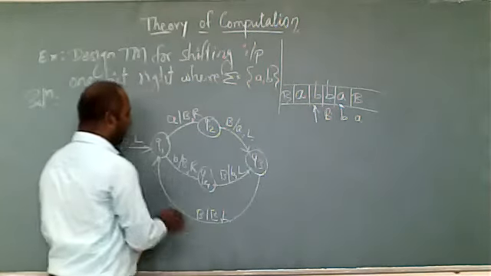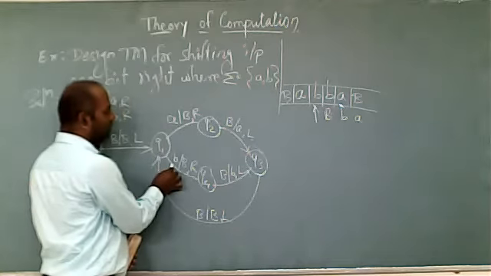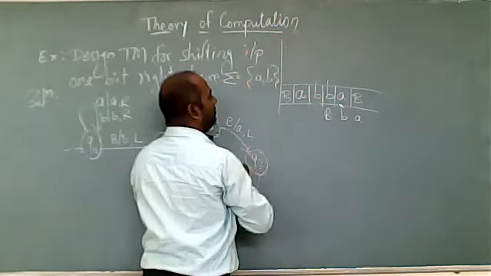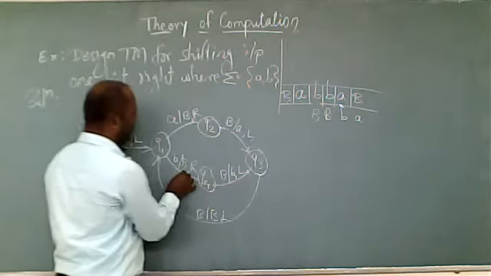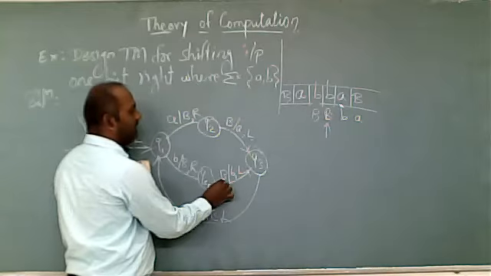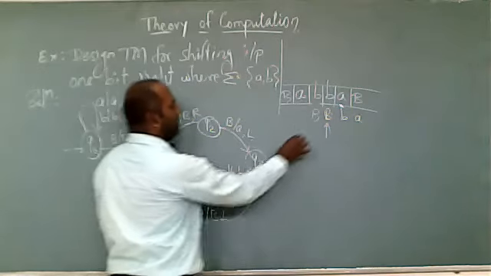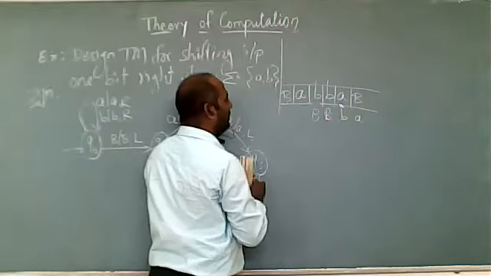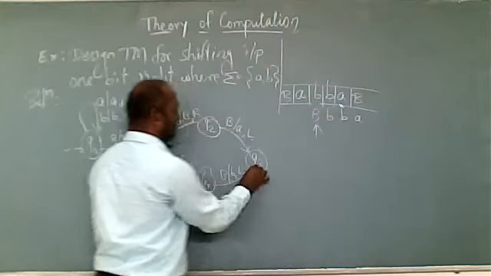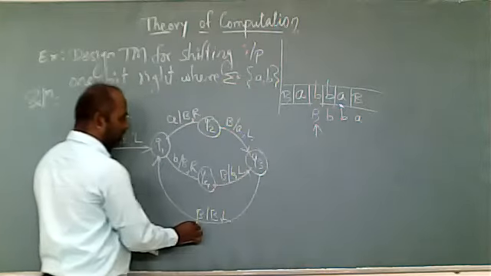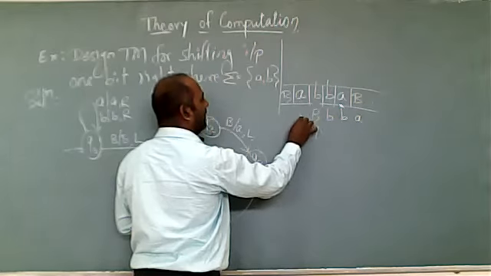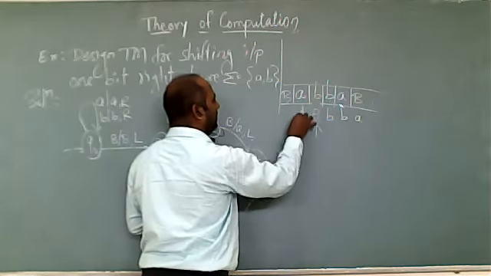Now we are getting B. What will it do? B replaced with blank and right. Blank replaced with B and left. At Q3, blank, keep as it is and left. So the head is now here.